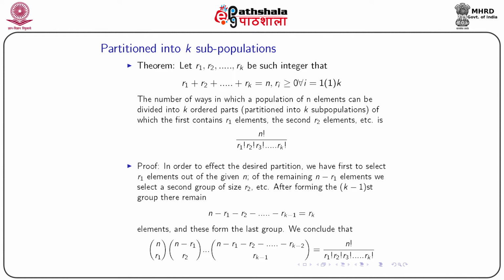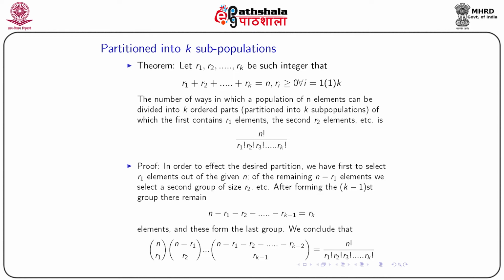In order to effect the desired partition, we have first to select R1 elements out of the given n. So first we are taking R1 elements from the population of size n. Once they are allotted, we have n minus R1 elements left. Now we have to put R2 elements out of these n minus R1 elements in the second group.